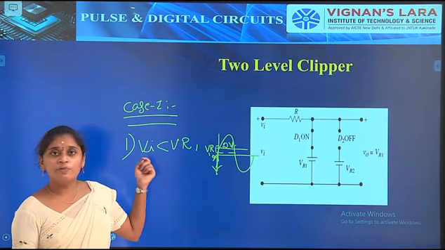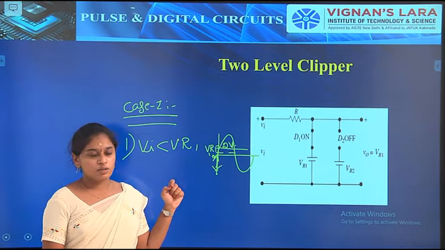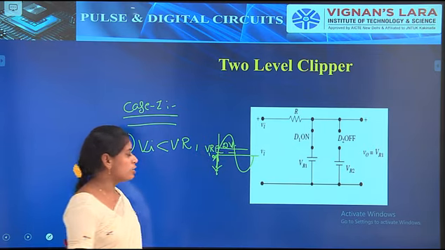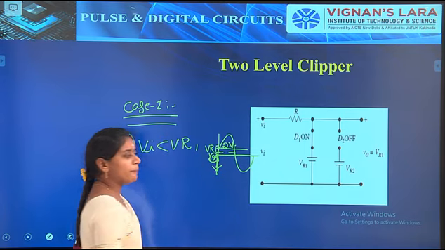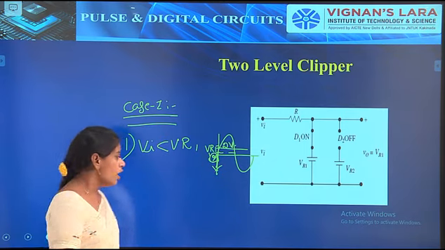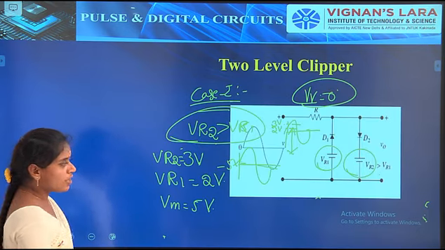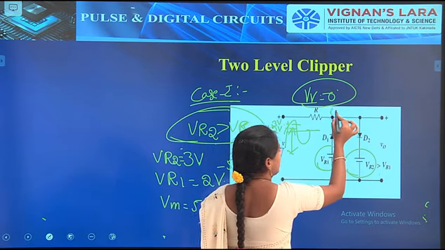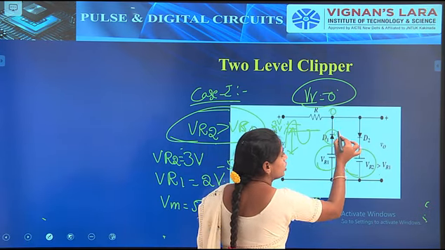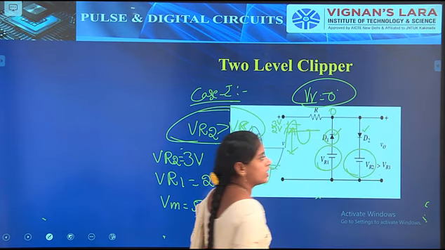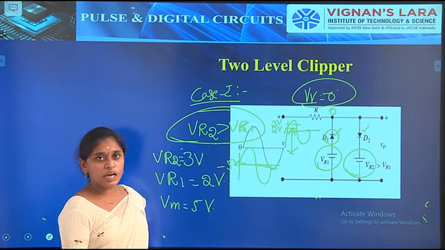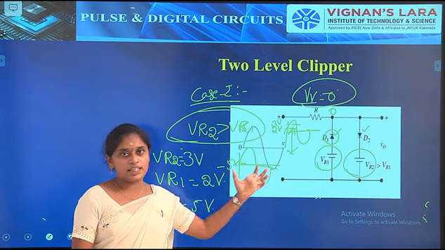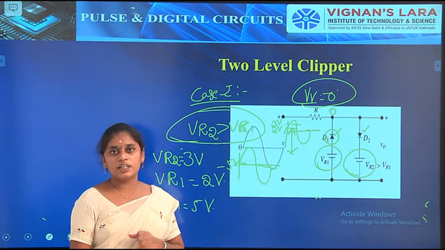So that is case 1, when Vi is less than VR1. For example, we take VR1 as 2 volts and assume the input is 0 volts. Then we have to observe the condition of the diodes. This input voltage, we assume it as 0 volts, is applied to the diode D1 cathode terminal and the diode D2 anode terminal. As we know, the condition for the diode to be on is Va greater than Vk, that is, the anode voltage must be greater than the cathode voltage.